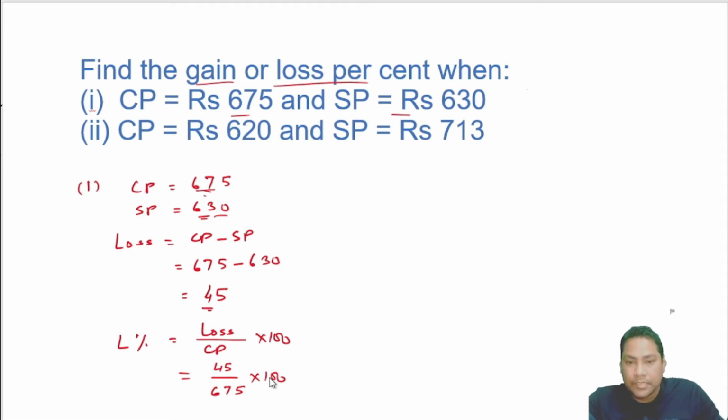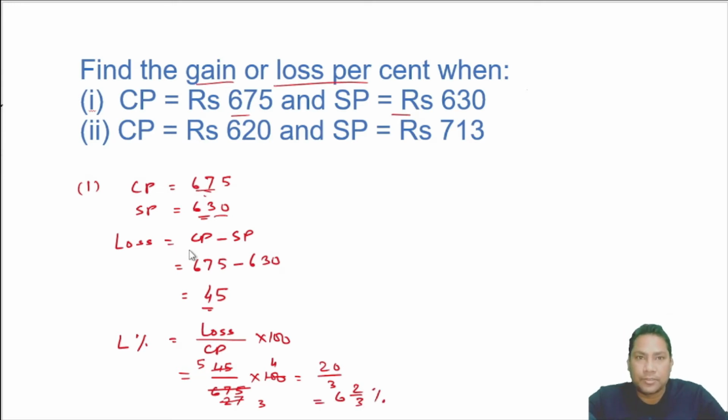If we divide 100 by 25, that will be 4, and here it will be 250. Remaining 17 and 5, 175, 25 sevens are 175, and we will divide by 9, 9 threes are 27, 9 fives are 45, 5 into 4, 20, divided by 3, this will become 6 2 by 3%. So for the first question, the loss percentage is 6 2 by 3%.